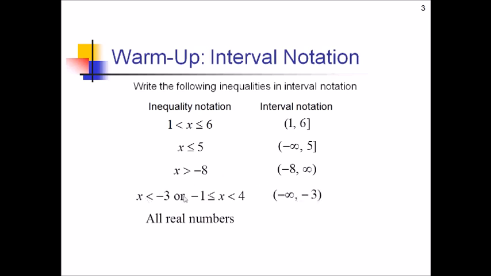Now for or, we're going to signify this or with this little union sign here, and then we want negative 1 to 4, including negative 1, not including 4. And finally, all real numbers. This one's kind of tricky. You basically want everything from negative infinity to positive infinity, both soft or rounded parentheses.